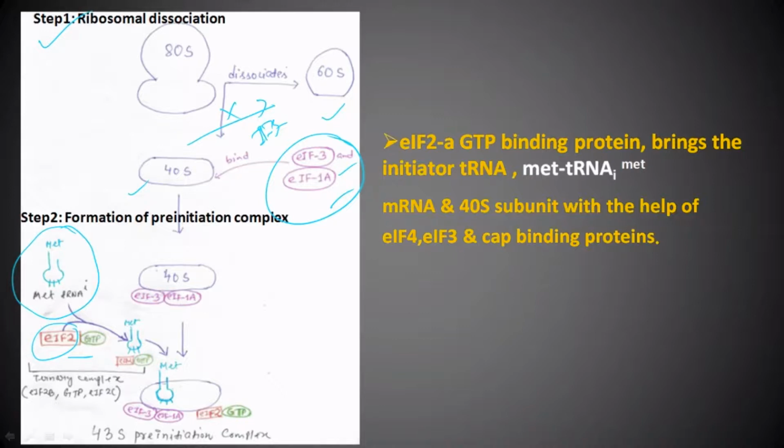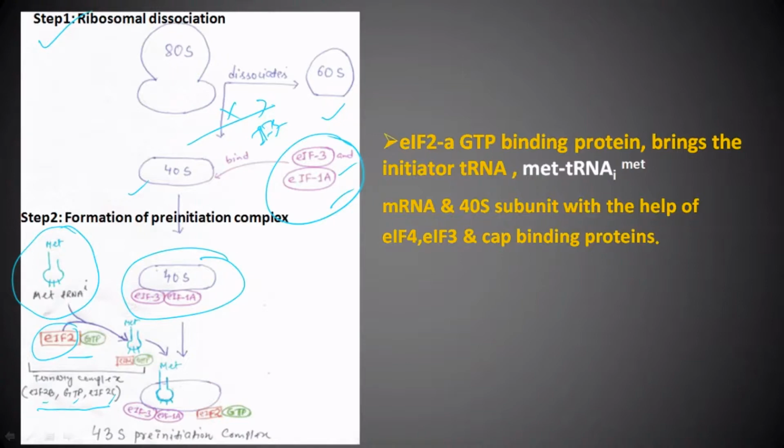So the messenger RNA and the 40S subunit, with the help of EIF4, EIF3 and the cap binding protein, all get associated. So you can see here this is a ternary complex. It is formed in the presence of initiation factor 2B, GTP and 2C, and this ternary complex comes and binds to the small 40S subunit, forming a 43S pre-initiation complex.